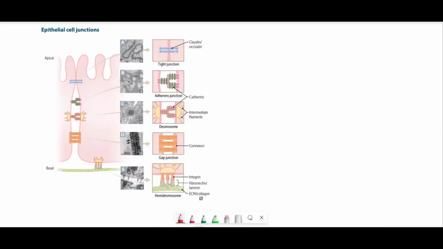Now I'm going to discuss the different types of epithelial cell junctions. So basically, this is the apical side of the cell and this is the basal side of the cell. This is the basement membrane.